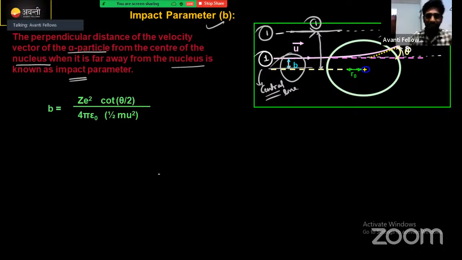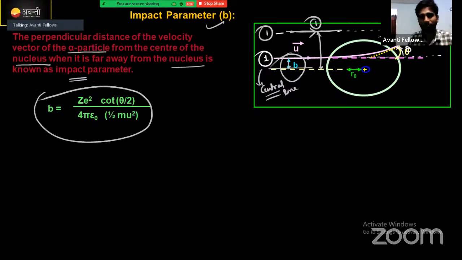And the next thing is a note on this formula. Actually, this is a very important formula to calculate the impact parameter. Direct formula. Okay, what is the formula? The impact parameter we are going to write with the letter b. b represents the impact parameter.